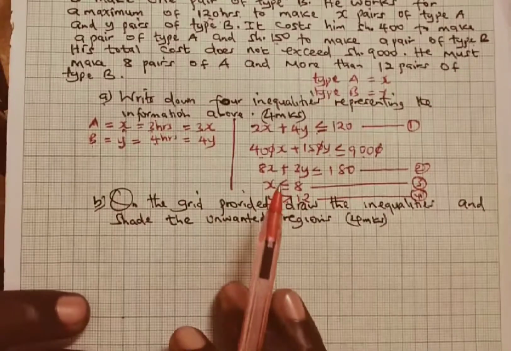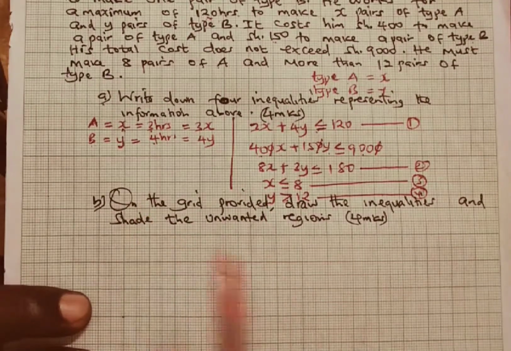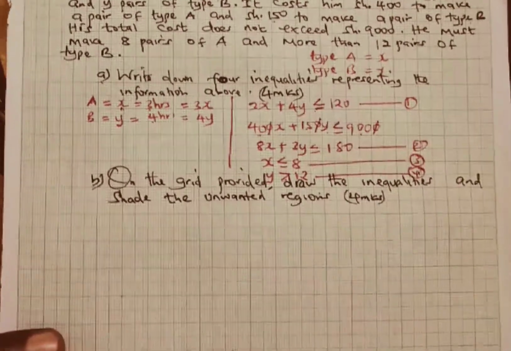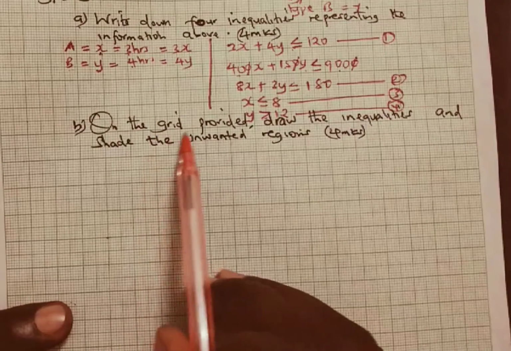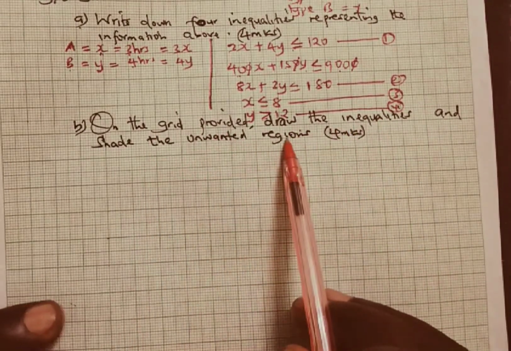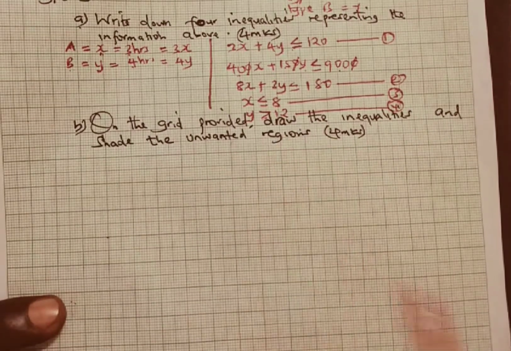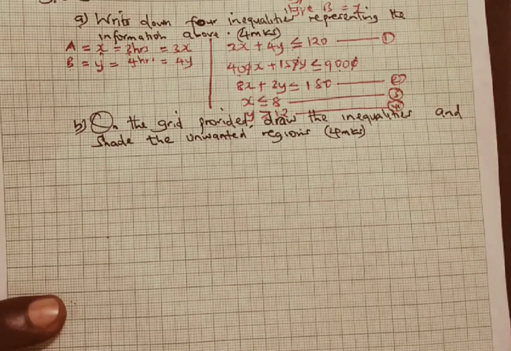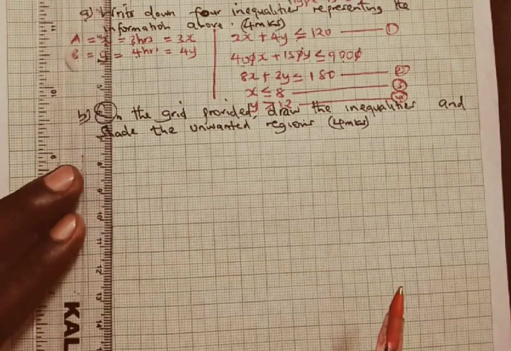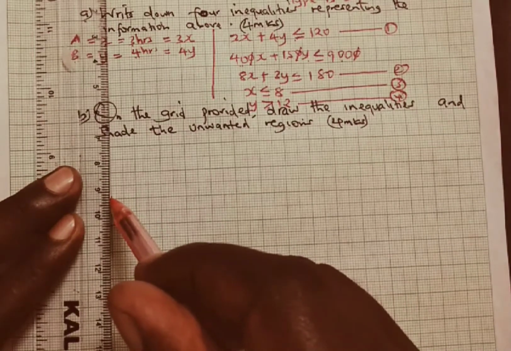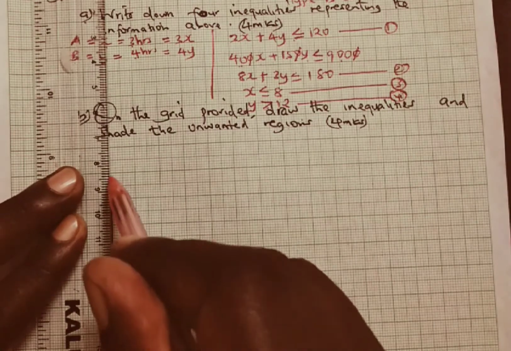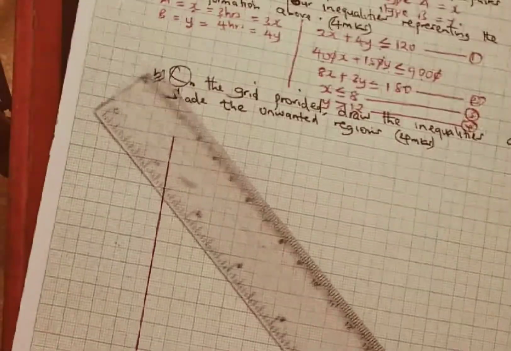Let us move down to part B. Part B of the question says, on the grid provided, draw the inequalities and shade the unwanted regions, for marks. I'm going to show you the easiest way of representing the given inequalities on the Cartesian plane. Let us have our Cartesian plane here. We have our Cartesian plane.